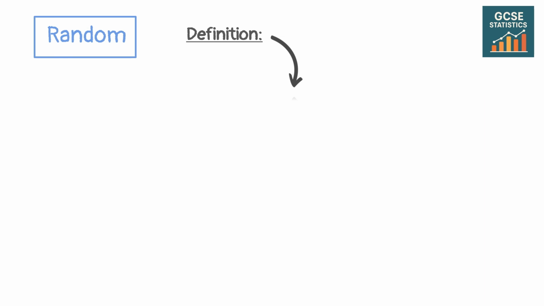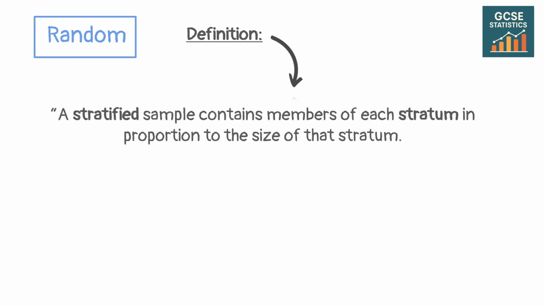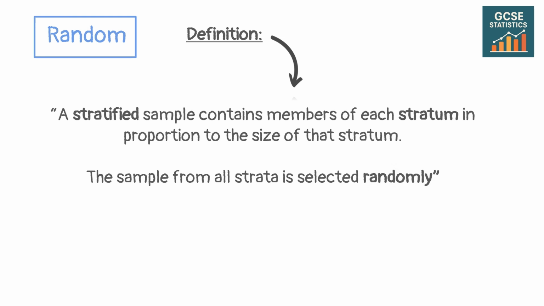Stratified sampling can be described as having members of each stratum, we'll discuss later what this means, in proportion to the size of the same stratum. The sample from all strata is selected randomly, as we clarified earlier with it being a random sample type.